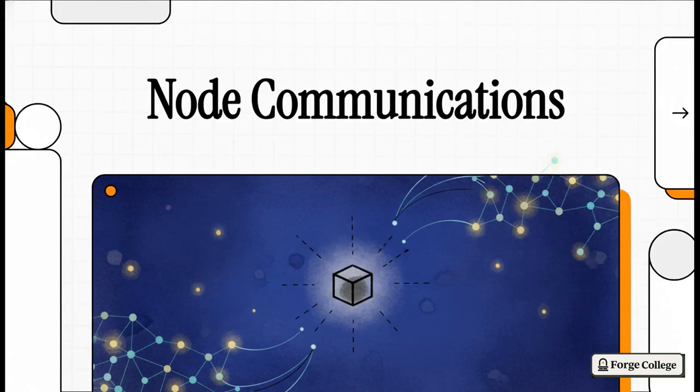I want you to imagine a solitary node booting up for the very first time. It is completely alone in the dark. It has absolutely zero connections to the outside world, it doesn't know what the current blockchain state is, and it literally doesn't know who to talk to. The core problem we're solving today is exactly how that isolated node finds the rest of the network, learns the rules, and starts communicating securely and efficiently.